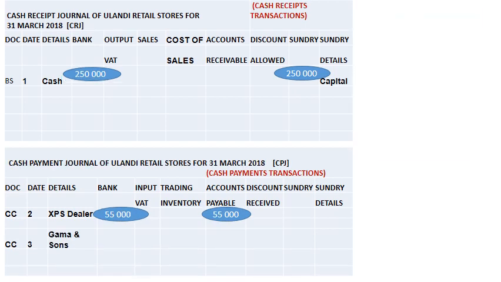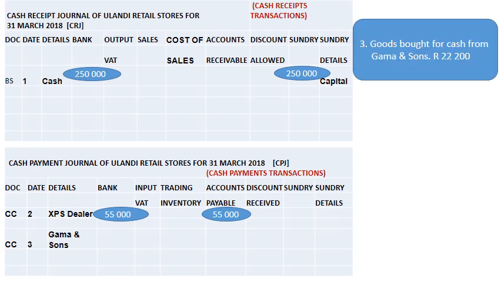The next transaction is transaction number 3, where goods were bought from Gamma and Sons and paid for 22,200 rand.